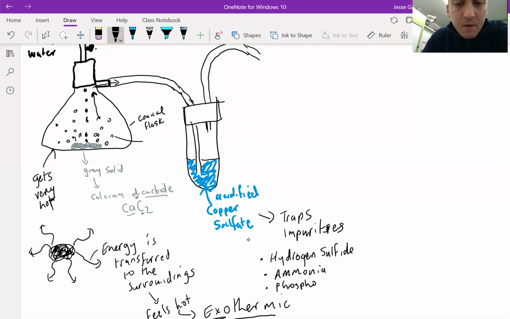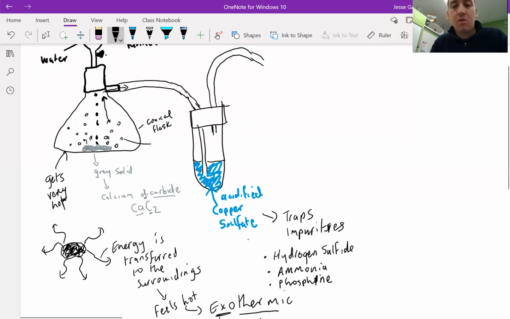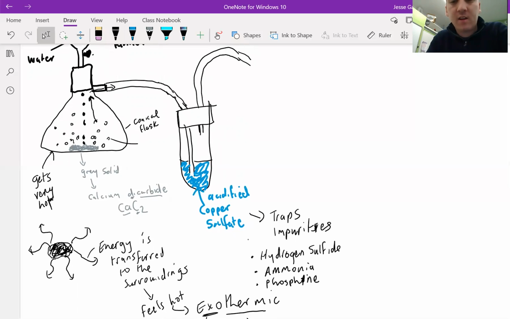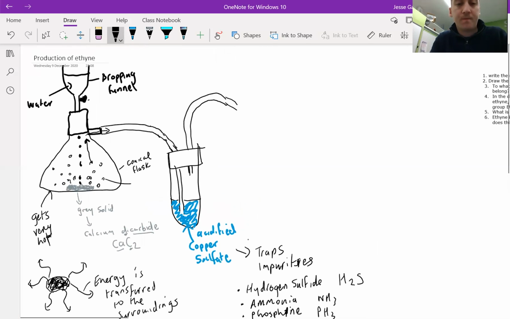All of these chemicals can be quite toxic and pretty bad smelling, so it's important we don't just allow them to bubble into the room that we're working in. So hydrogen sulfide, ammonia, and phosphine gases need to be removed. Now I'm just going to give you the formulas of them. Hydrogen sulfide is H2S, ammonia is NH3, and phosphine is PH3. So these three gases are made in this reaction, and we just want to trap them and remove them.